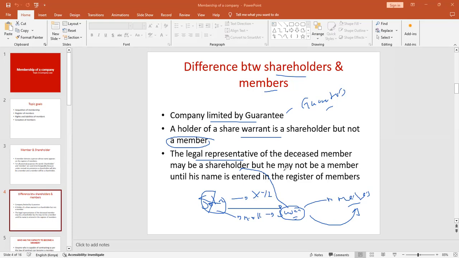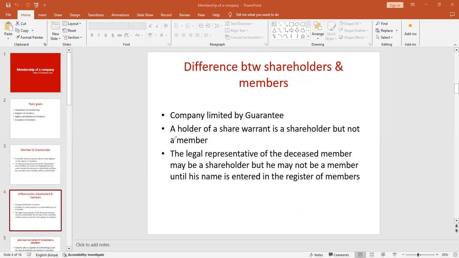So what am I saying here? The whole point of this topic is for you to understand that when it comes to companies, companies are just different creatures on their own. It's not about your P&L, your profit and loss, or your so-called income statement. Think of it this way. Let me put it here.